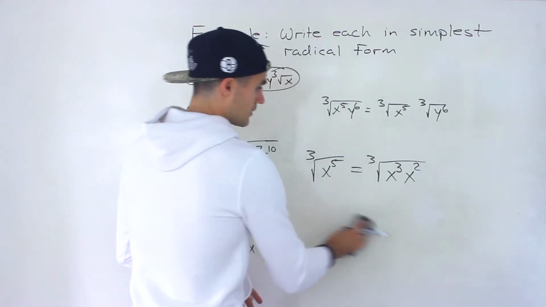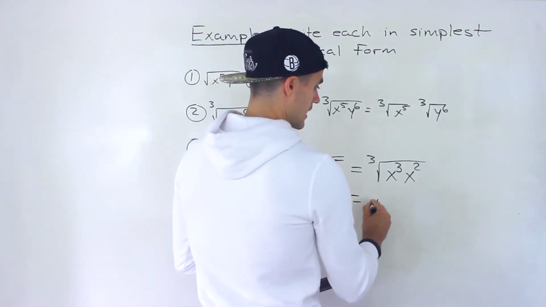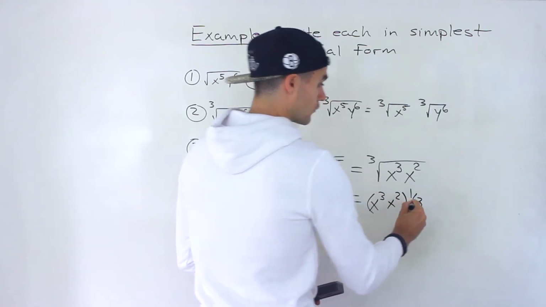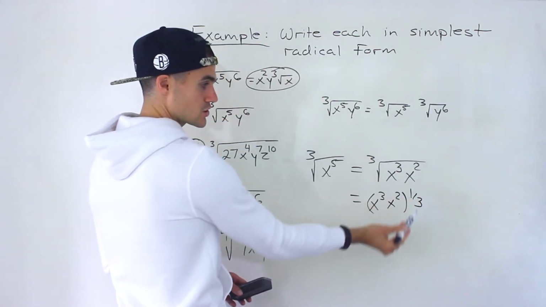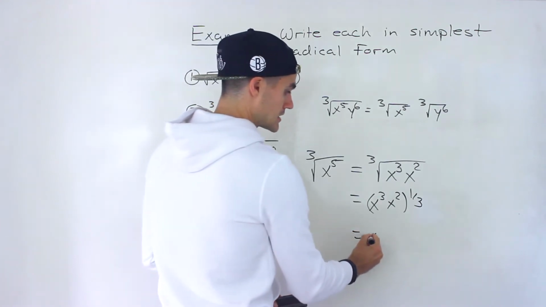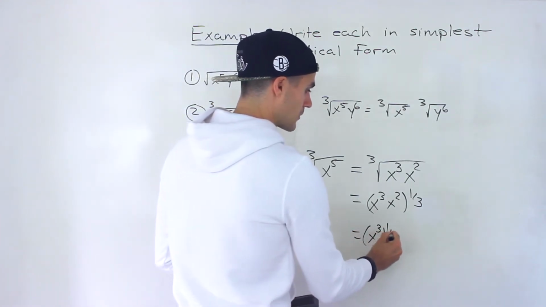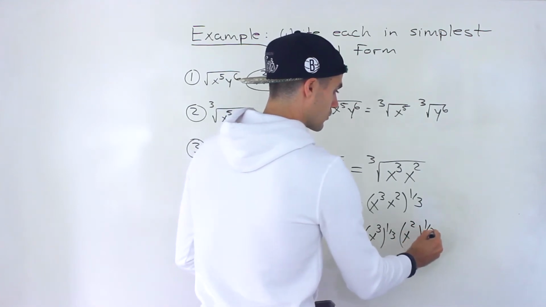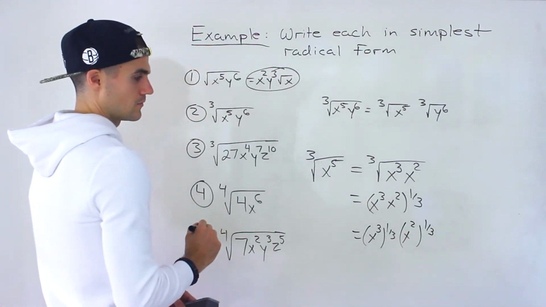And so from here, this would be x to the power 3, x to the power 2, to the power of 1 over 3, right? If we take that radical, change it to a rational exponent, then we could take x to the 3, that's going to be to the power of 1 over 3, and then we could take the x to the 2, that's going to be to the power of 1 over 3 as well.